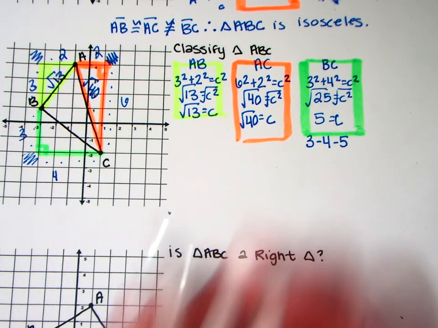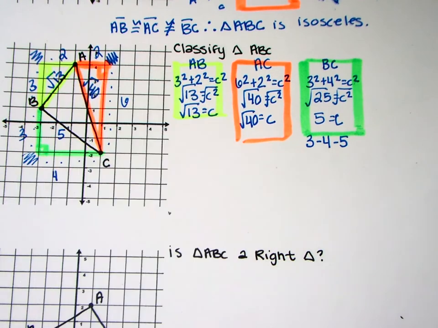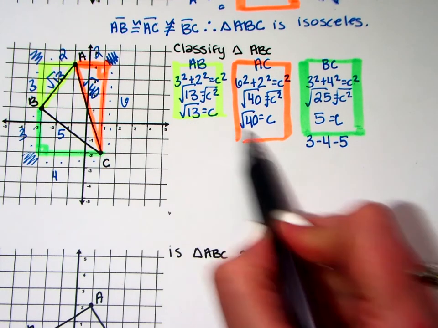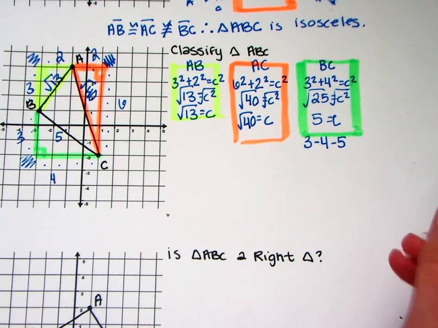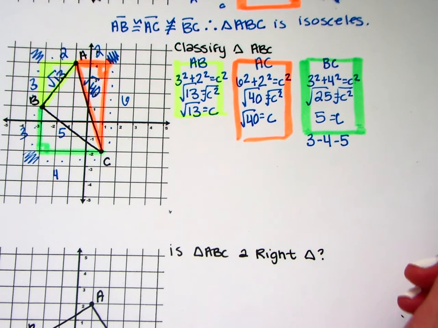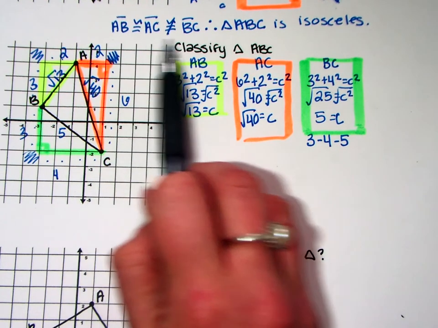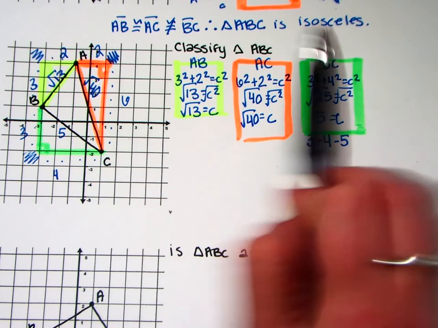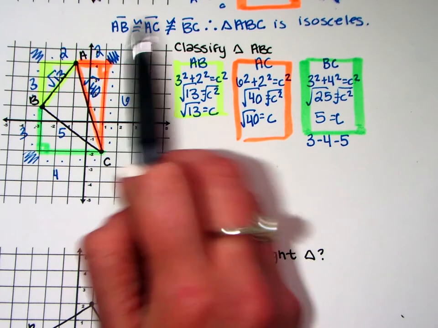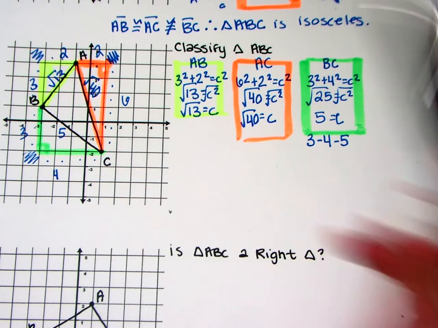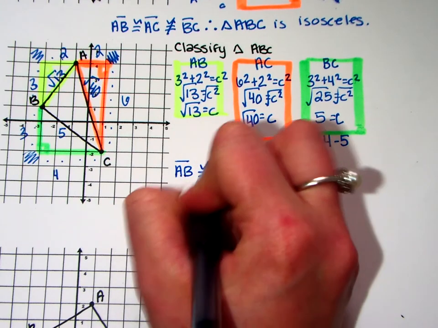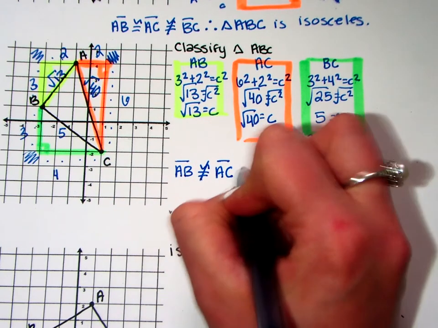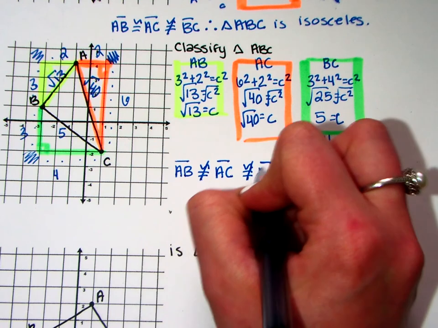So let's go ahead and pause and analyze our side lengths. We have square root of 13, square root of 40, and 5. None of those measurements are the same, so this is going to be classified as scalene. Notice how we have our isosceles triangle statement. Instead of saying anything is congruent, we're just going to use all of these not congruent pieces. So segment AB is not congruent to AC, and that's not congruent to BC.